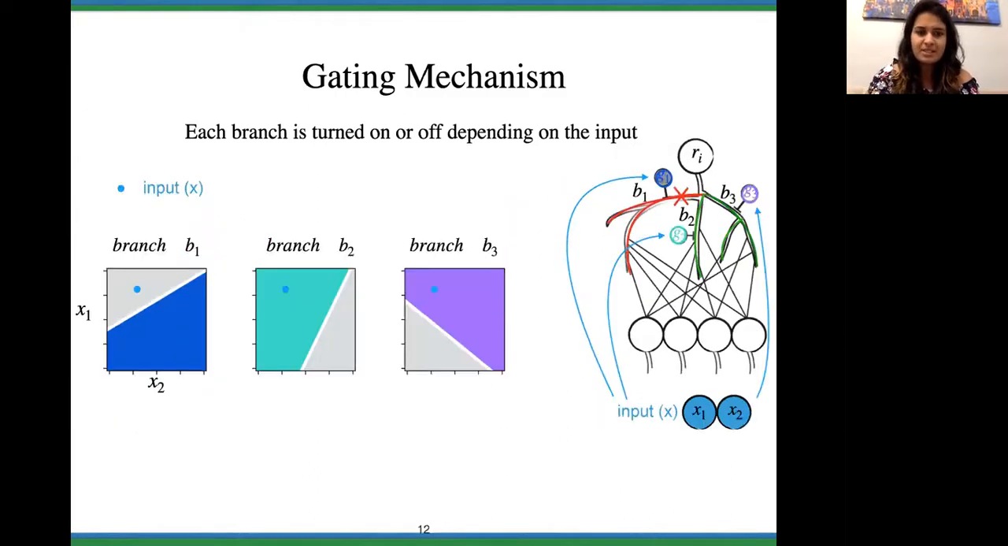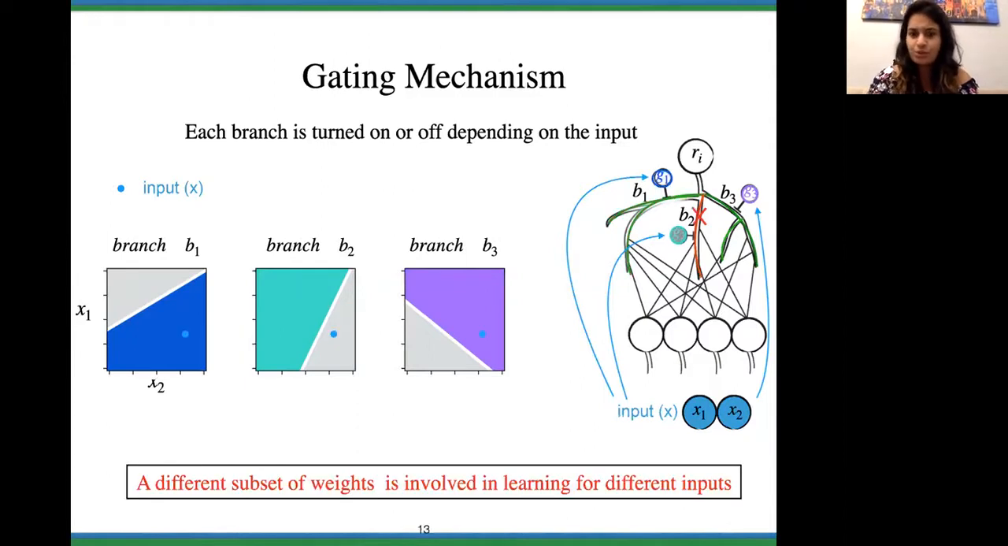So let's consider an example here. 3 branches, B1, B2, B3. And let's consider an input that comes in this region here. So X1 and X2 have these values here. And so branch B1 is gated off. No information is going through it. It's shown in red here. Branch B2 and B3 are both gated on. They're both in the colored region. And so information is going through, and these weights are actually learning for this specific input.